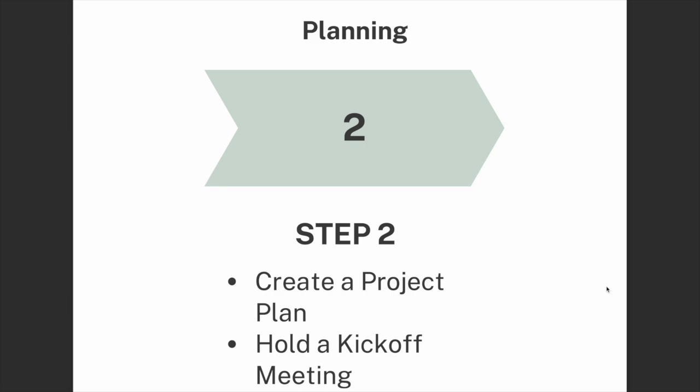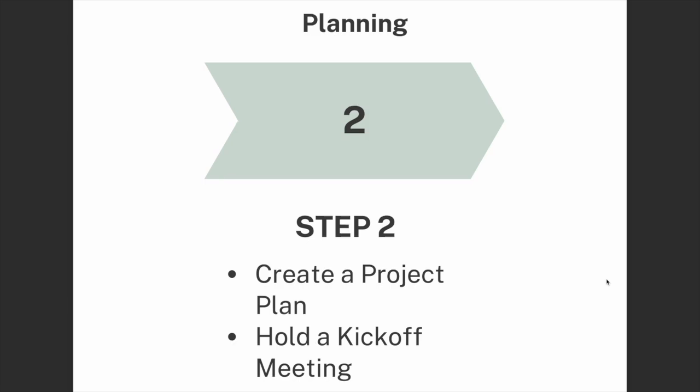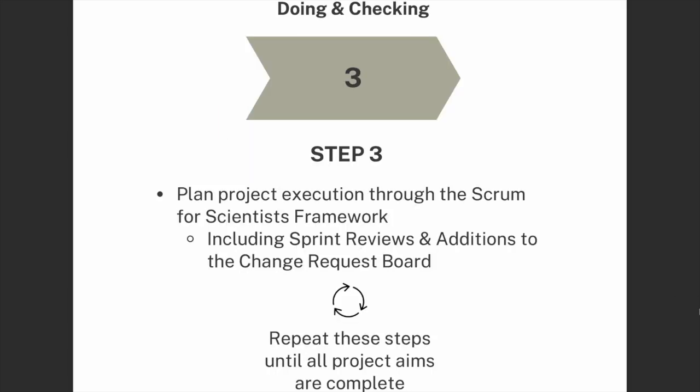Once the project plan is complete, you then have a kickoff meeting where you share your project plan with others, obtain formal approval from your PI, and decide on the experiments you plan to conduct during your first sprint. Next, you follow the Scrum for Scientists framework, working through your experiment backlog towards completing all of the milestones or aims for your project. During your sprint, weekly updates are shared with your principal investigator or other accountable lab members.